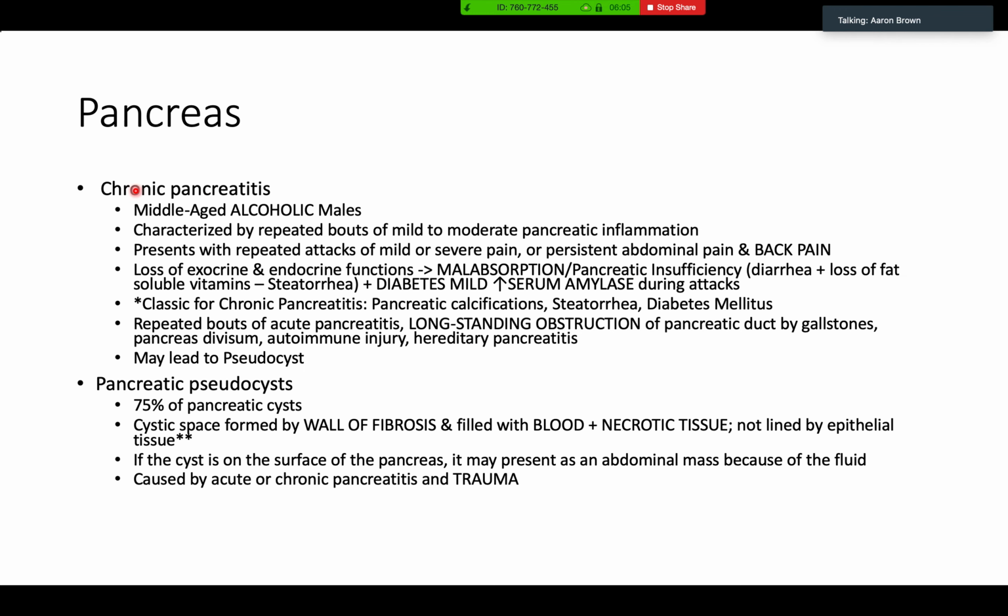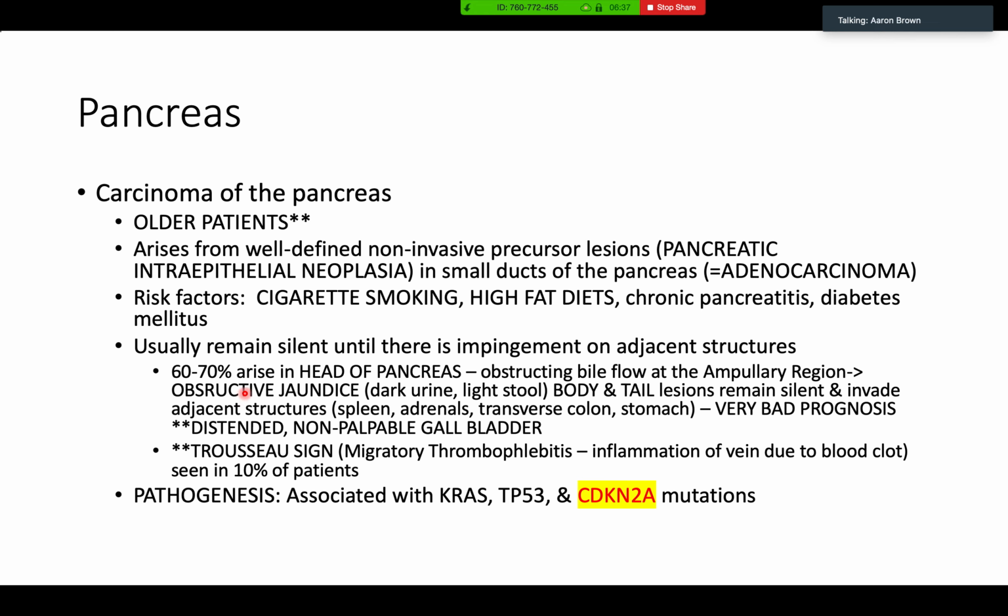And we talked about chronic pancreatitis, where you're really looking for those alcoholic males, and pancreatic pseudocysts. Any sort of trauma to the pancreas, acute pancreatitis, chronic pancreatitis, any sort of inflammation of the pancreas itself can lead to a pseudocyst. Pseudocysts in general are pretty benign. They may cause a little bit of discomfort for your patient, but otherwise it's not something that is really deadly or something you're too worried about in general. Okay, great. So carcinoma of the pancreas, very important topic here.